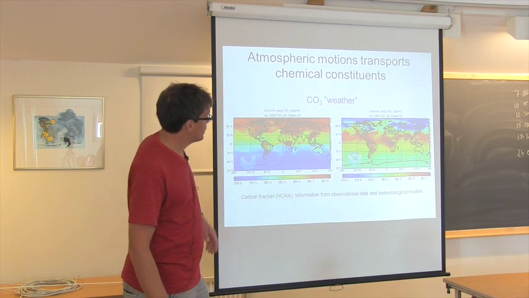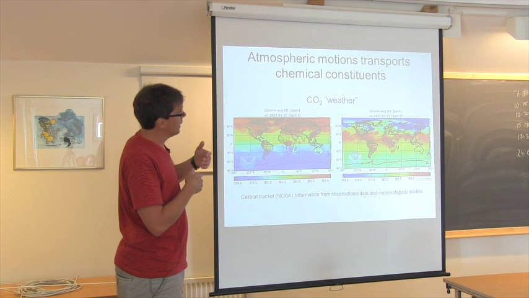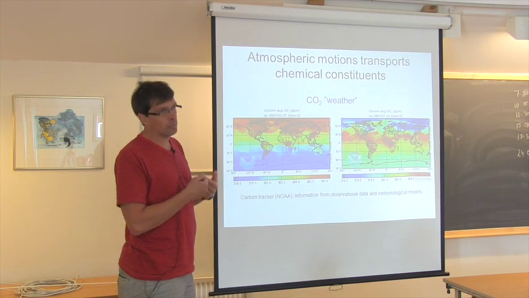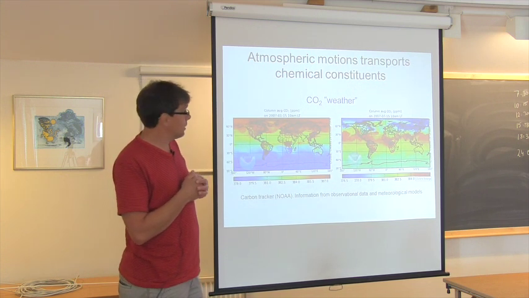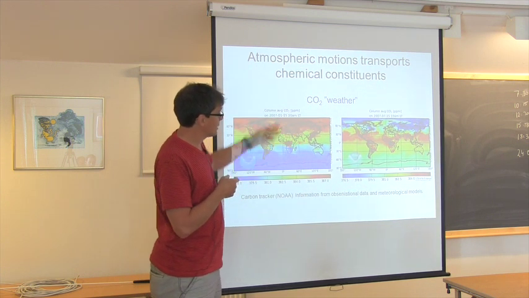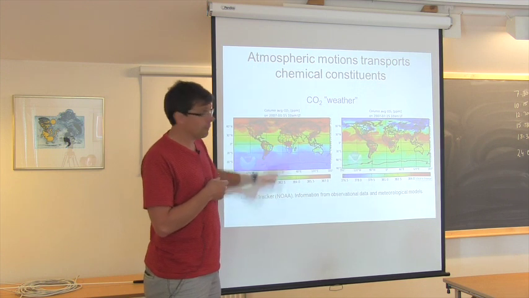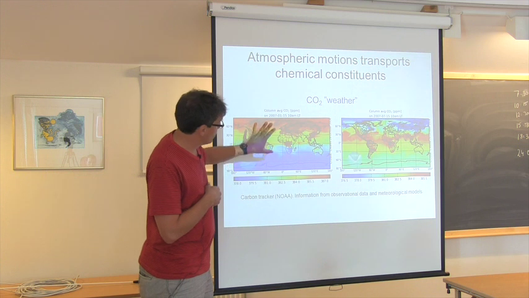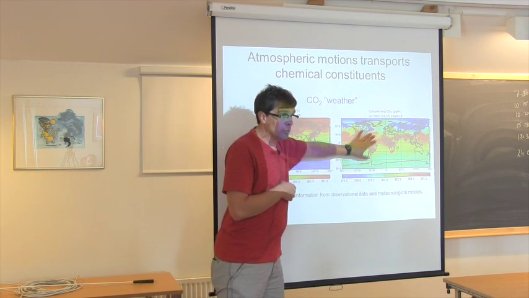I can also show this one just to say that if you introduce trace gases or chemical constituents into a climate model that has a description of winds, etc., then in this case you can look at how a gas like CO2, carbon dioxide, is dispersed all over the globe. These are now two figures showing CO2 at one moment. This is a January picture, and this is a July picture.